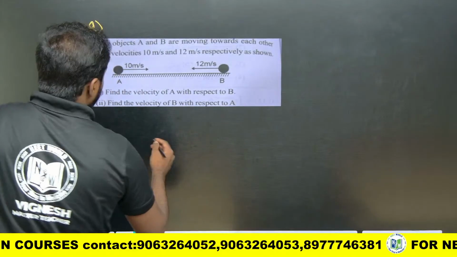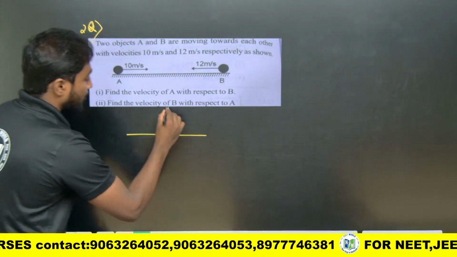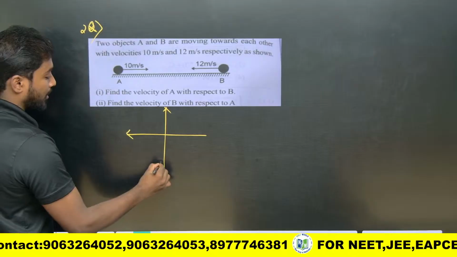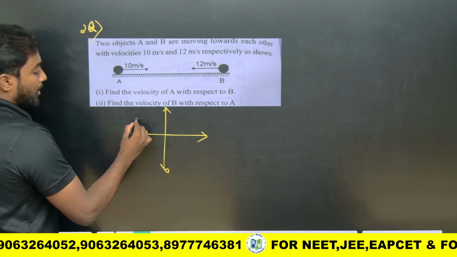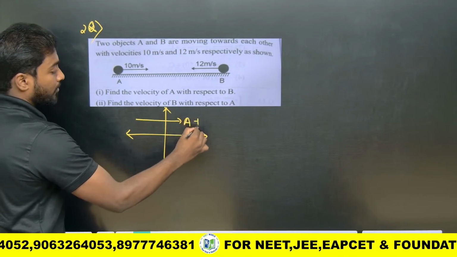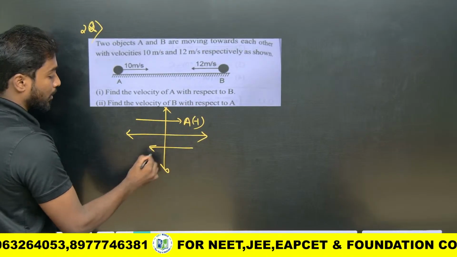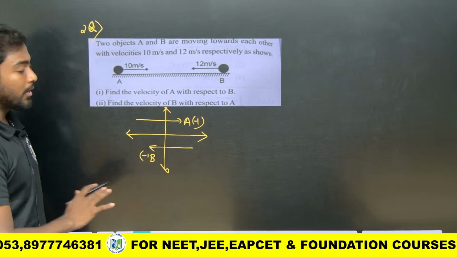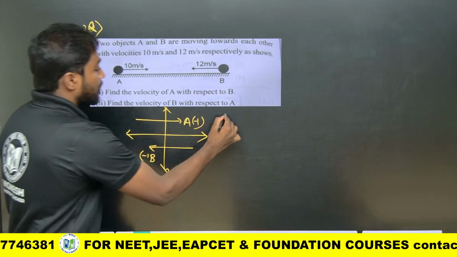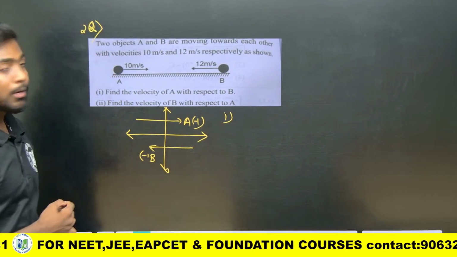So let me write it. First thing, the sign. A is going in this way, so positive. B is going in this way, so negative. Keep that in mind.